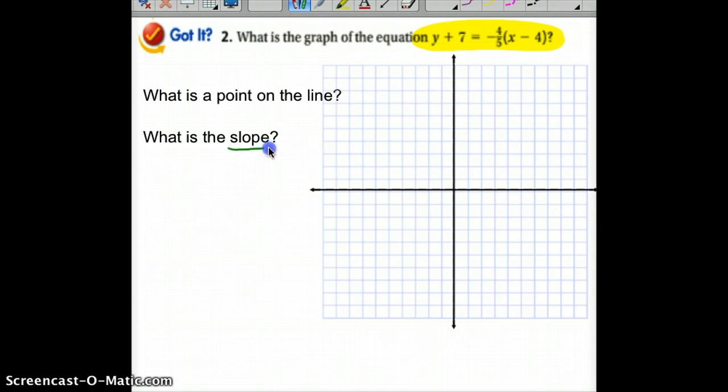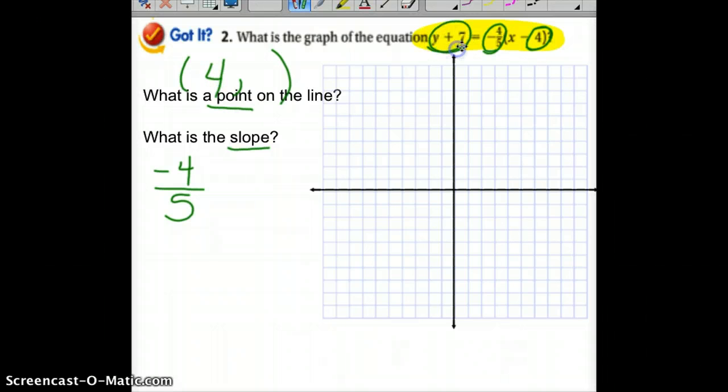I need to know the slope and the point. Slope is easiest. It's right outside here. It's kind of blurry, I'm sorry about that. Negative 4 over 5 is our slope. Now the point. We need our x. Remember that x minus is part of the equation. So here's our x value, 4.